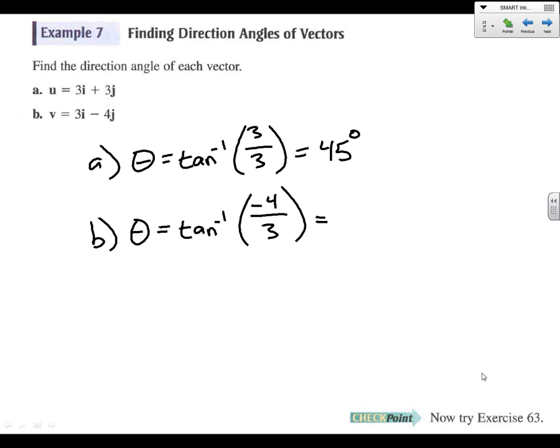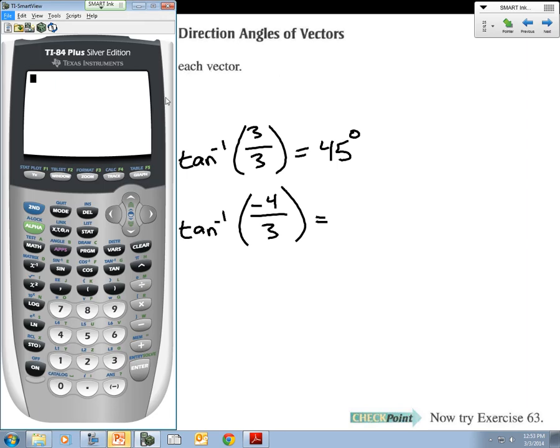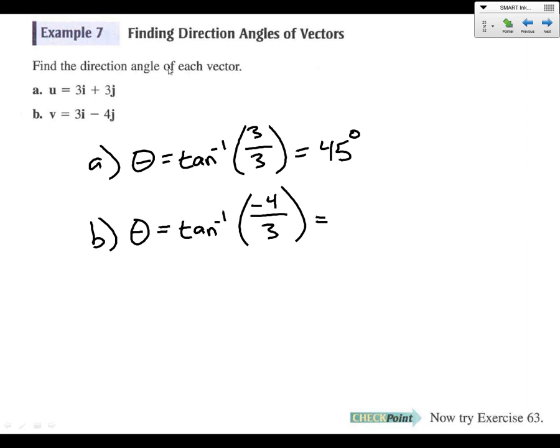-4 over 3 is not one we know, so let's grab the calculator. And I'm in degrees, yes I am. And so the inverse tangent of -4 over 3 is -53 degrees. Okay, so we need to think about that for a second.